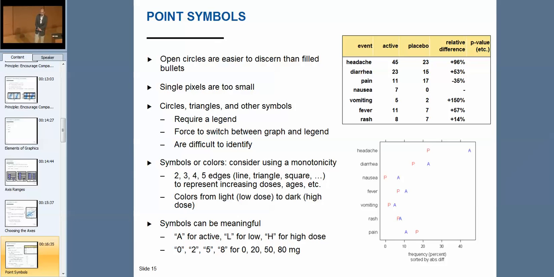And circles, triangles, and other symbols are really popular in my environment and in clinical pharmacology, but that means they require a legend. If you, say, code those groups by means of circles, triangles, and squares, and whatever you might have, it needs a legend.